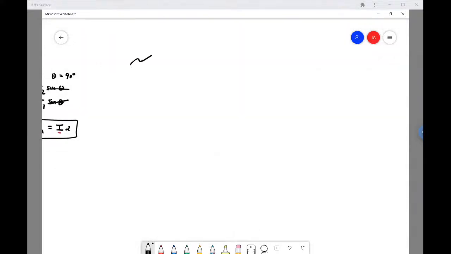So torque is a vector, and it's this cross product between R, the distance from the axis of rotation to where the force is applied, and F.